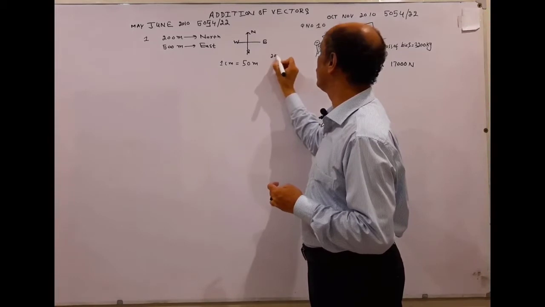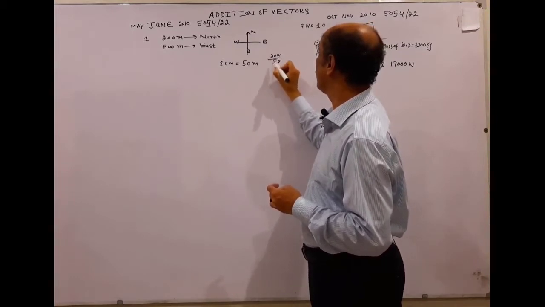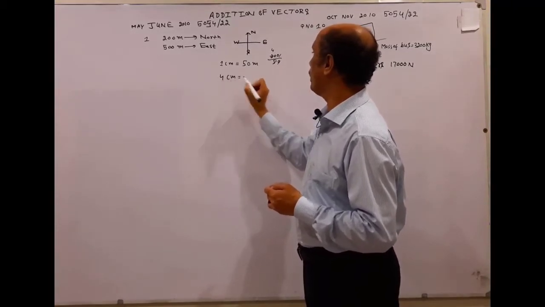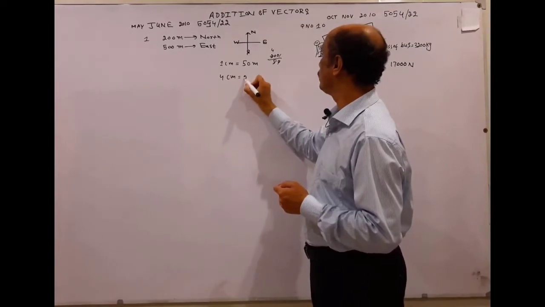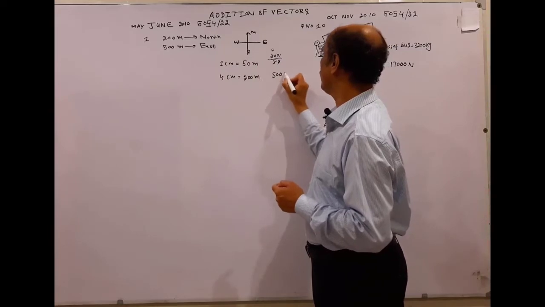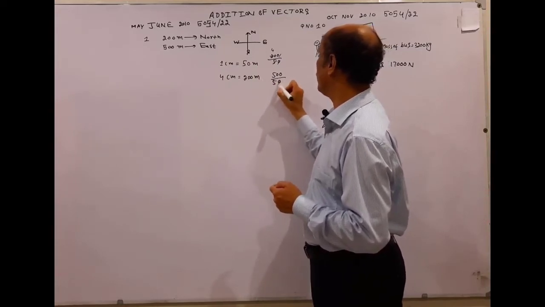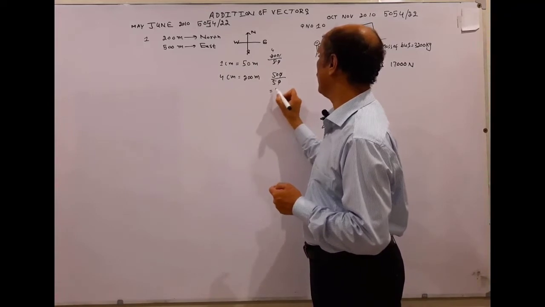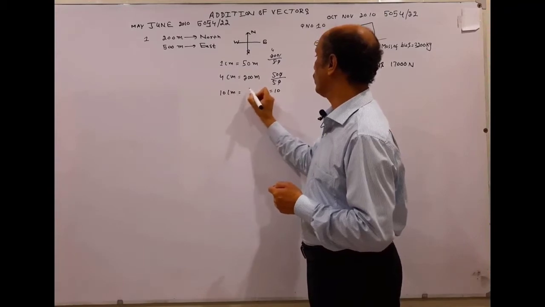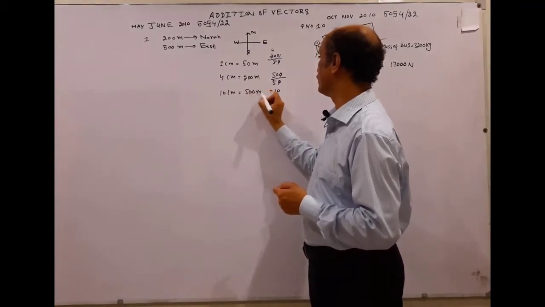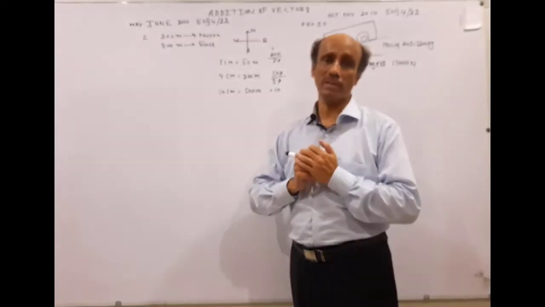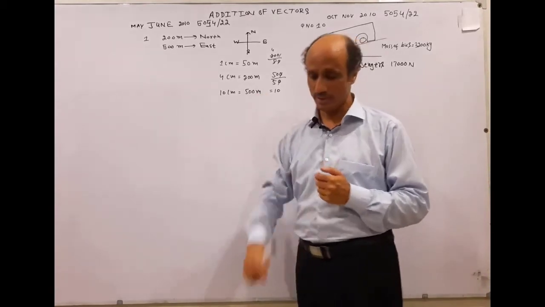Now 200 divided by 50, so 4 centimeter will represent 200 meter, and similarly for 500 divided by 50, we will draw the line 10 centimeter. So 10 centimeter is equal to 500 meter. So this is the first step. Always select a suitable scale. So this is a suitable scale for this.